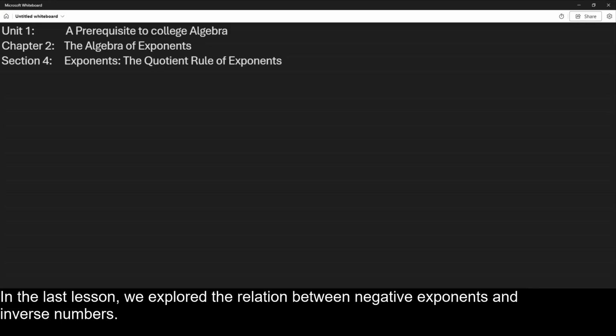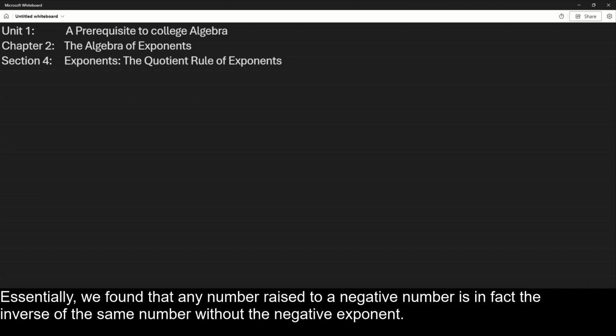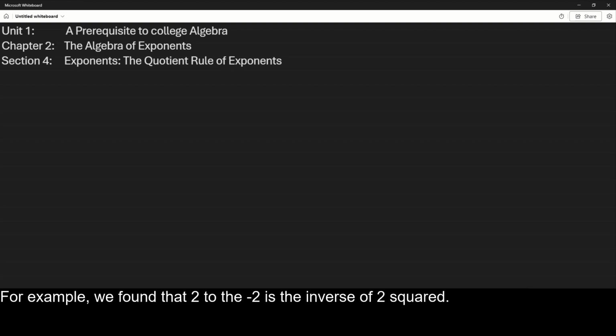In the last lesson, we explored the relation between negative exponents and inverse numbers. Essentially, we found that any number raised to a negative number is in fact the inverse of the same number without the negative exponent. For example, we found that 2 to the negative 2 is the inverse of 2 squared.